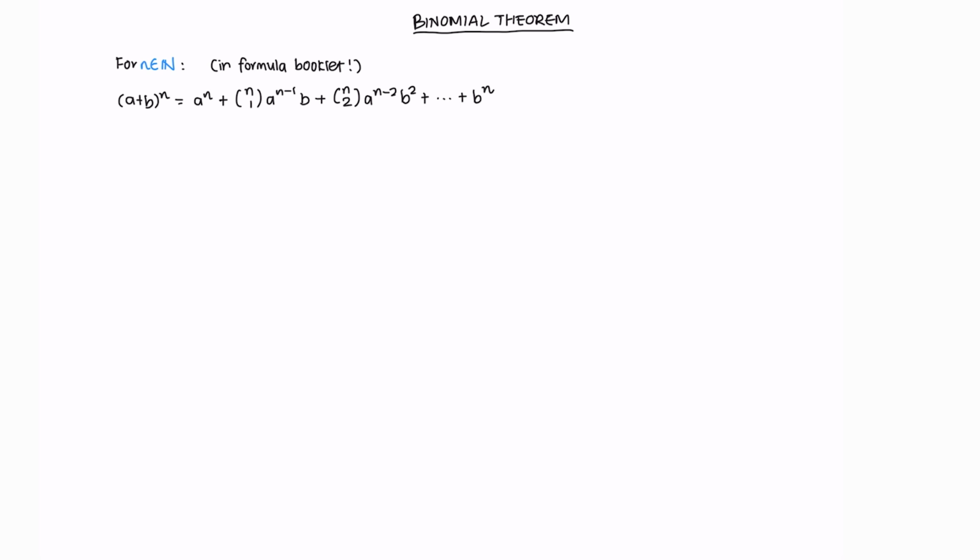Okay, so it looks like a lot of stuff here. But what we can see is that for the powers of a, it goes from the power of n, then n minus 1, n minus 2, and then finally a to the power of 0, which is just 1. But for b, it's slightly different. We'll start from b to the power of 0, b to the power of 1, b squared, all the way until b to the power of n. So for b, we increase in power as the terms go on, while for a, we decrease in power. That's how I remember it, okay?